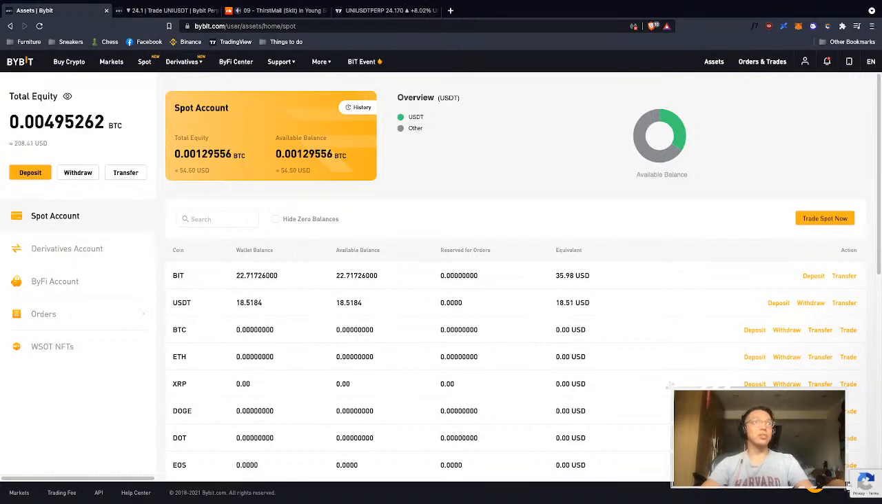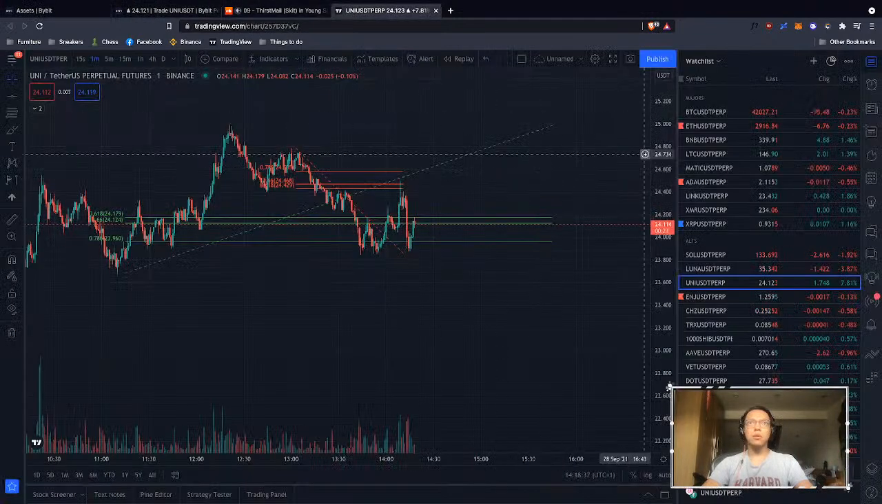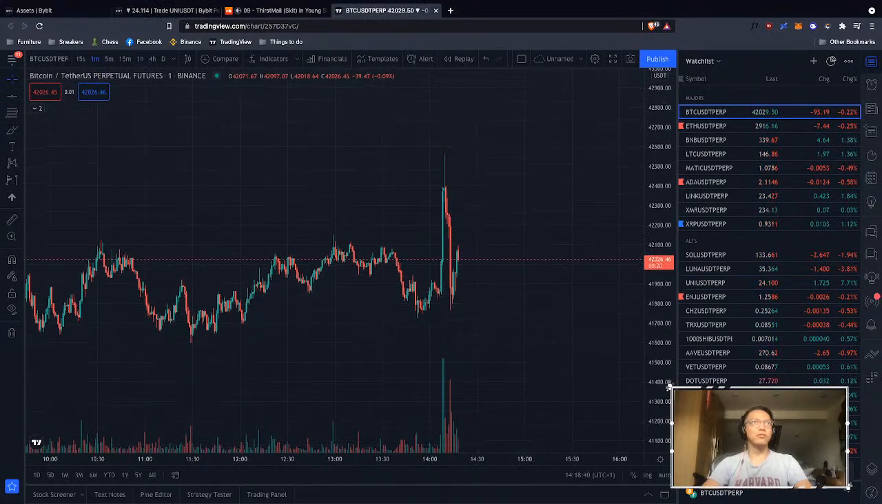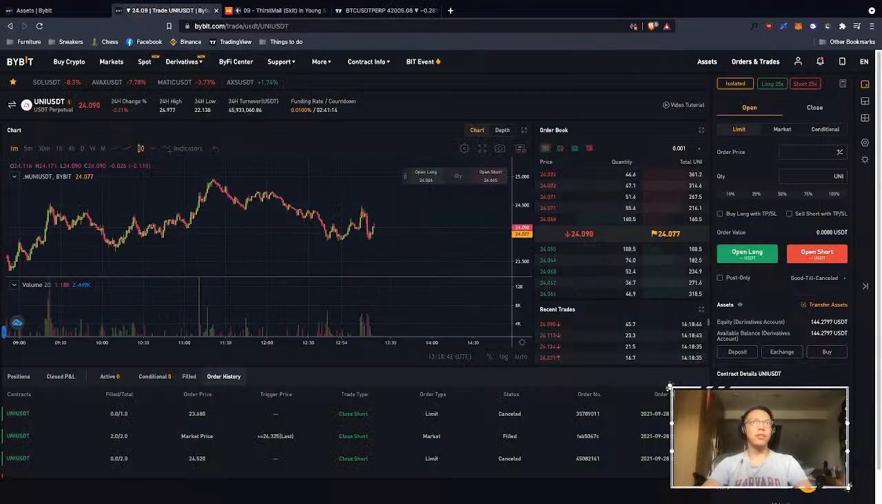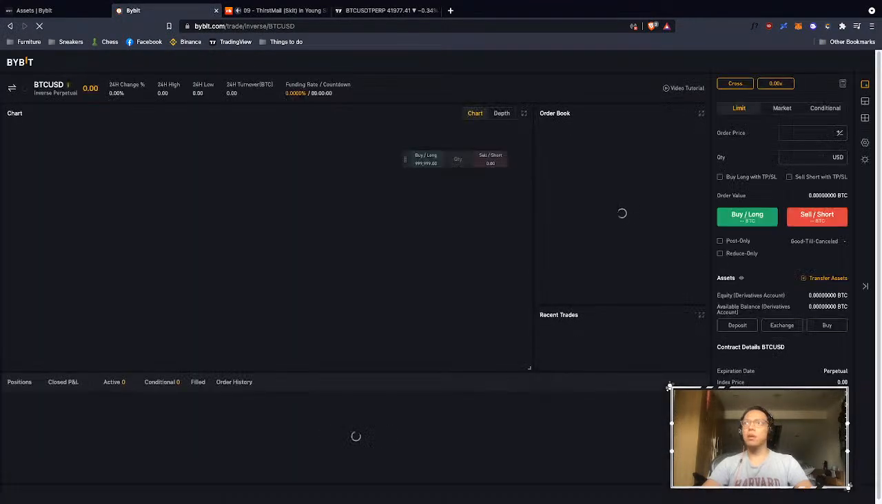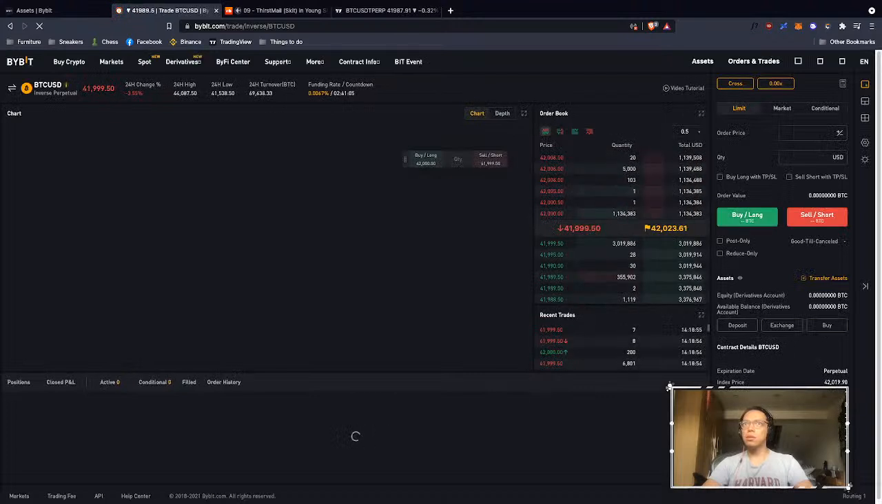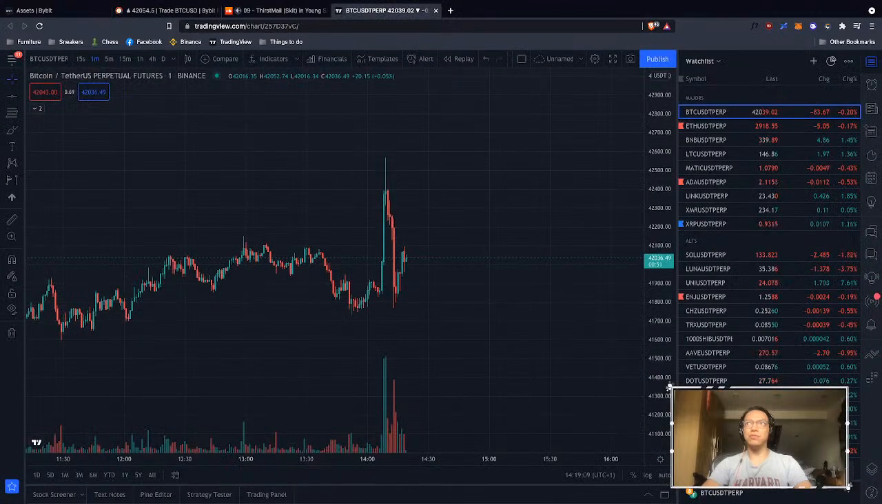See, this is the ultimate challenge right here. The ultimate challenge would be to turn this Bitcoin inverse perpetual 100x. Can we go 100x on it? No, I don't think so. I have not used Bybit. I do not know what the inverse perpetual BTC USD is. 100x on inverse perpetual. That is beautiful. That is a thing of beauty.